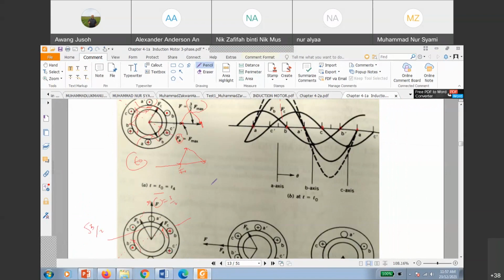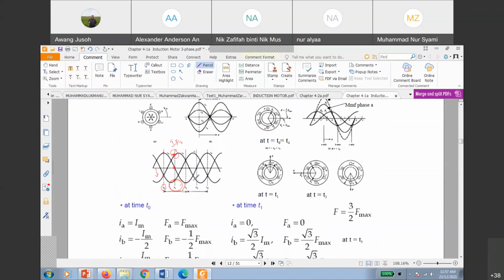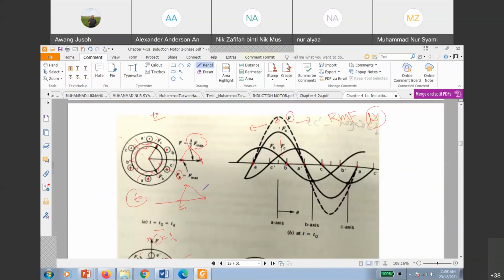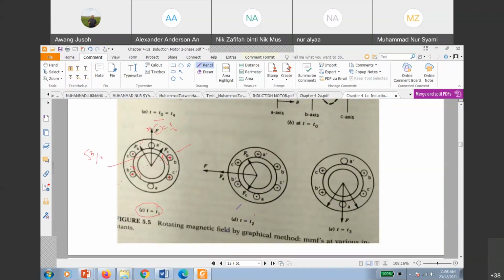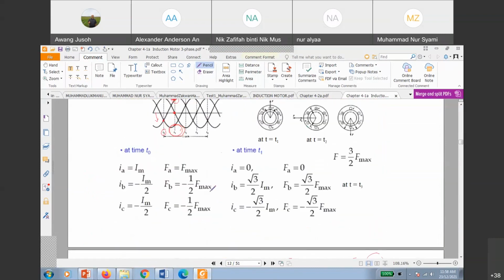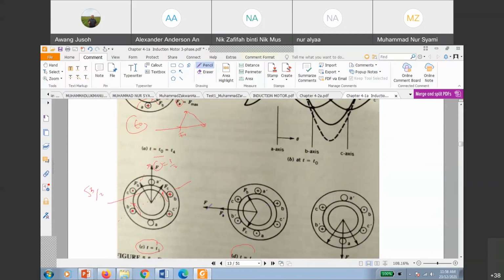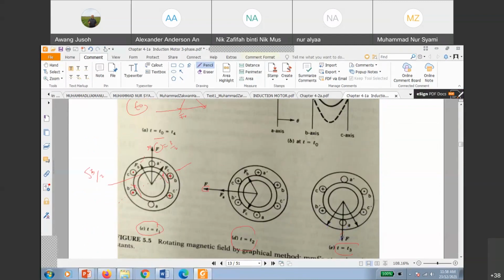If you do the rest of the time, which is here, T3, T4, and T2 and T3, if you follow the current there, you can see the resultant flux is moving this way. Previously it was up, then it moves over here. That means it moves clockwise, and then the last one moves here. Understand? I mean, the resultant flux is moving anti-clockwise.